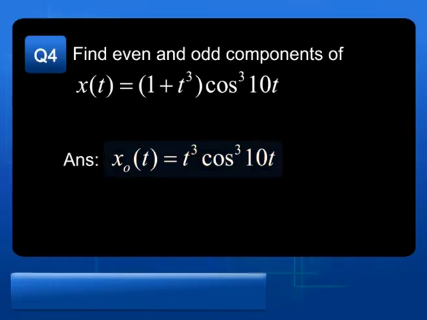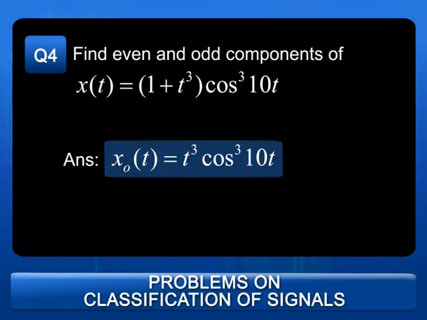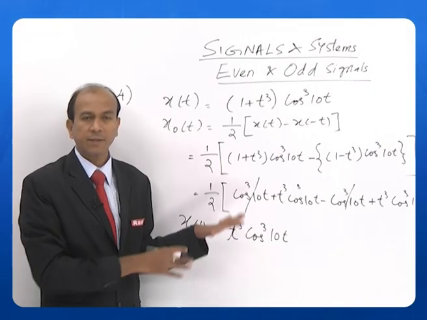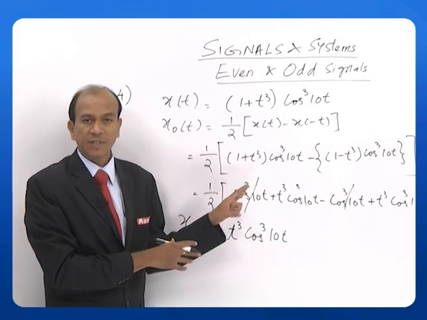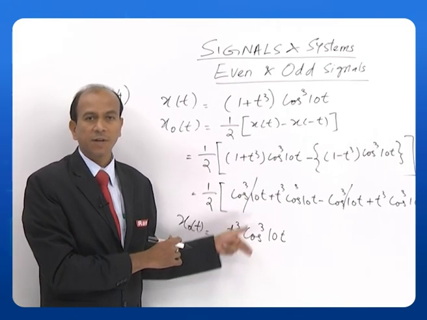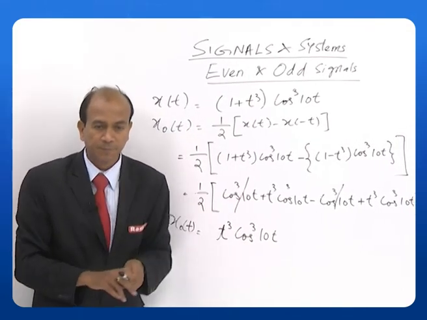So, we have also calculated the even component. Earlier the even component was simple cos cube. Now, the odd component is t cube of cos. So, these are the two different signals. One is an even signal, and one is an odd signal, which you got from the given signal.